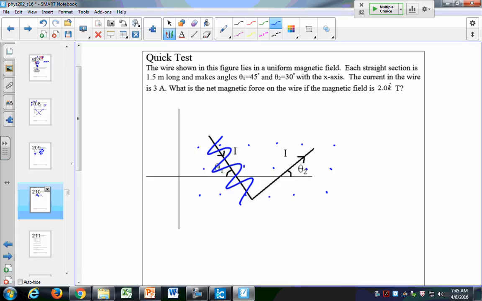I'm going to give you a couple minutes, then I'll give you a little hint. You might get caught up on something here. But remember, we're beginning with this F equals IL cross B.